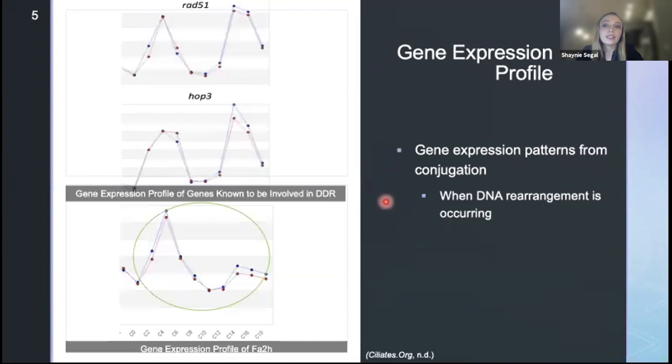FA2H has a similar gene expression profile pattern to genes that are known to play a role in DDR, such as RAD51 and HOP3, both shown here. After the beginning of conjugation, FA2H also exhibits that increase, decrease, increase expression pattern, similar to what's observed for genes known to be involved in DDR. Due to the similarity of the gene expression profiles, FA2H was selected to be studied as a potential candidate for a gene that is involved in DDR and is also upregulated during conjugation in Tetrahymena.